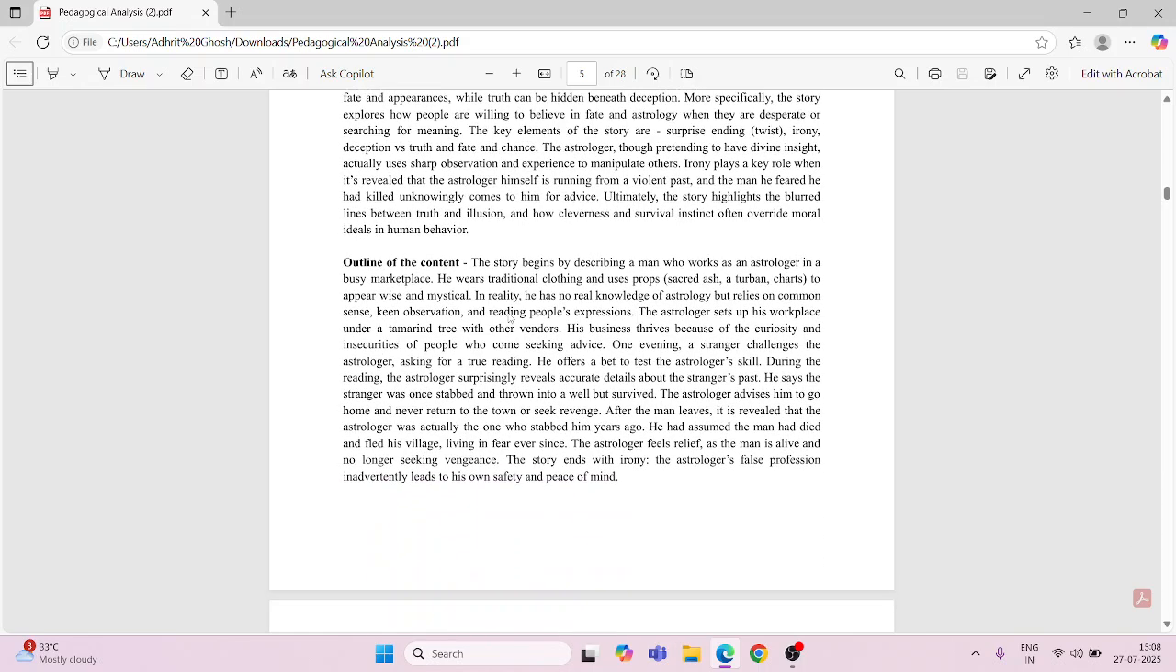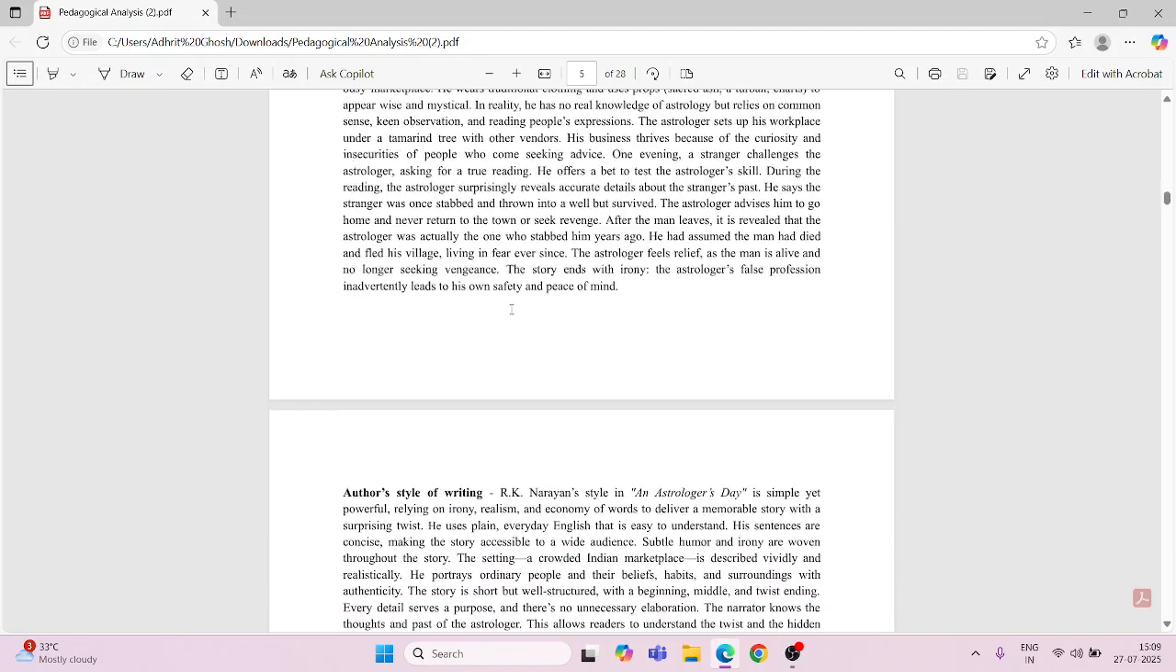Then we move on to the outline of the content. Of course, you have to paste the entire text on the left hand side of your practicum copy, and here you have to write down the outline of the content, that is, in a gist. You have to write down what the story is about.